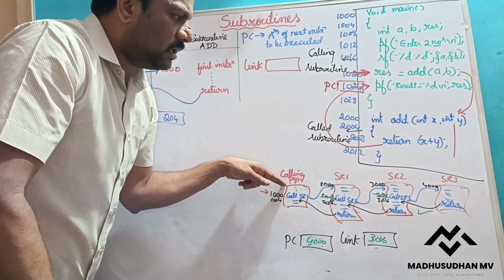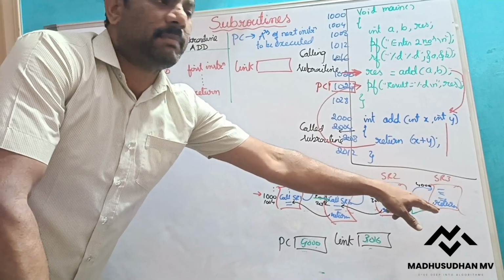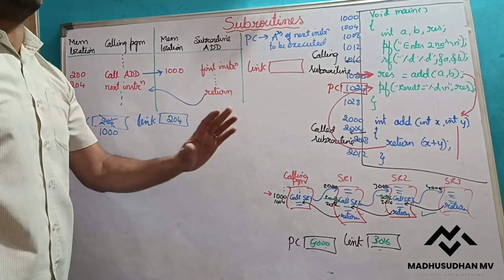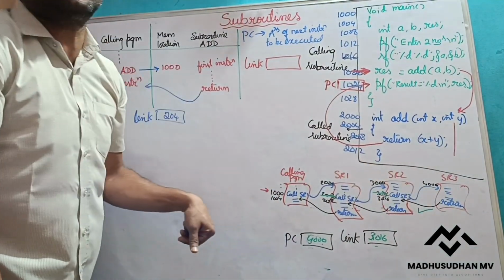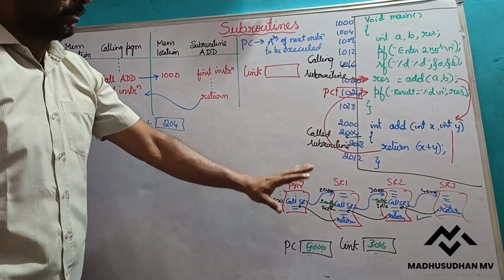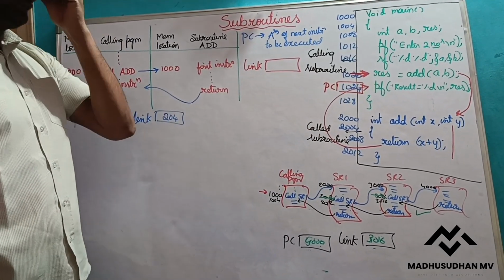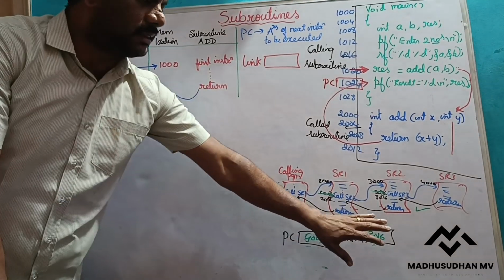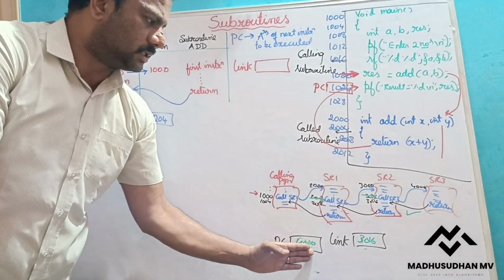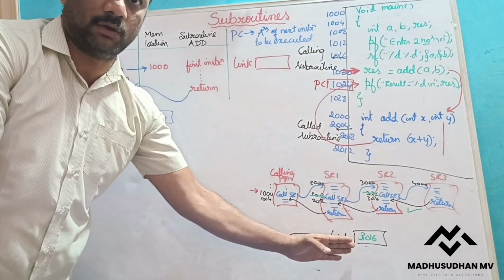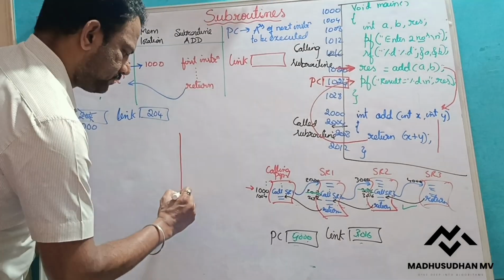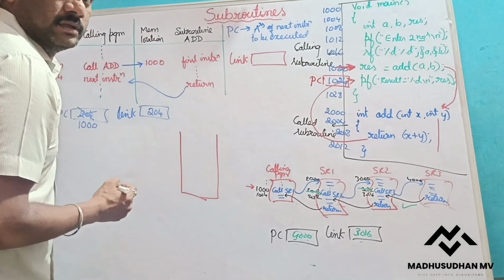You see, this is the first in, and this is the last out. This is the last in, first out. So the suitable data structure to implement this is the stack. So whenever, instead of storing the program counter addresses in the link register, only one link register, what are we using? Stack. One stack we are using.